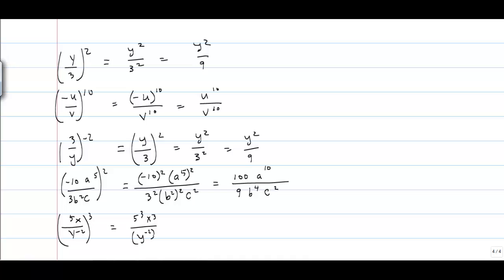negative 2 raised to the 3rd power. 5 to the 3rd power is 125, x cubed, and the denominator has y to the negative 6. Again, it's negative 2 raised to the 3rd power, or negative 2 times 3, which is y to the negative 6. But I can't leave it like that because I always have to have positive exponents, so that y to the negative 6 becomes y to the positive 6 in the numerator, or I could simply write this without the divided by 1, or have 125 times x to the 3rd power times y to the 6th. And those are our laws of exponents.